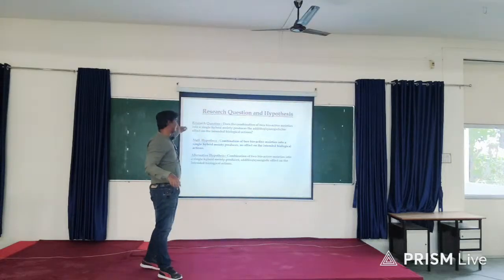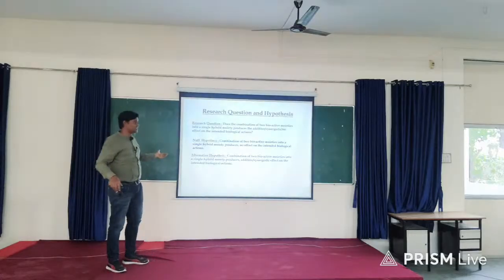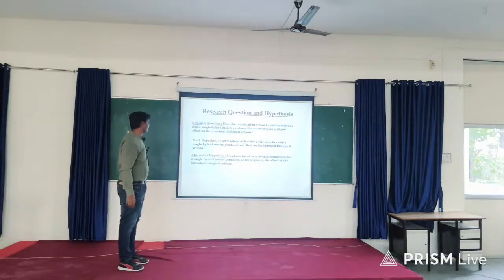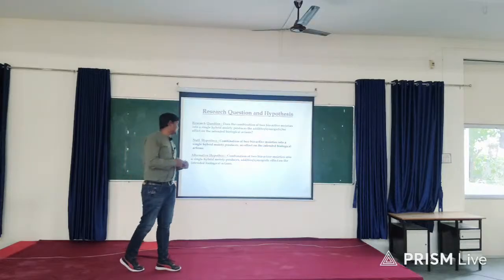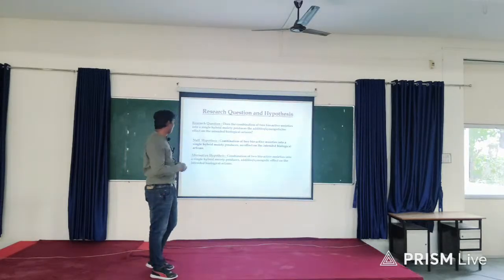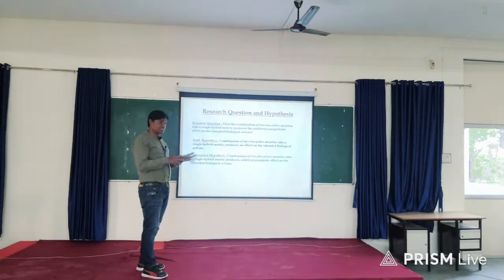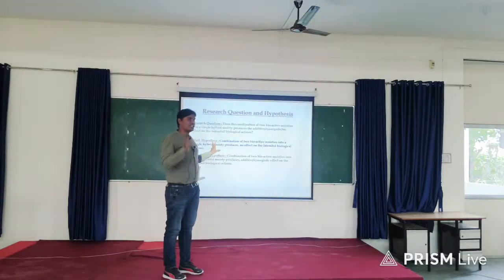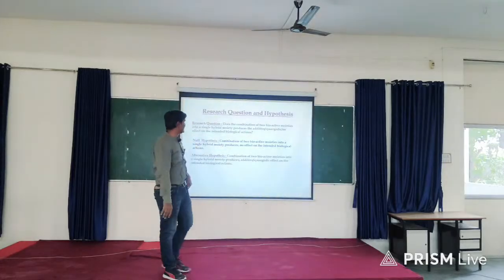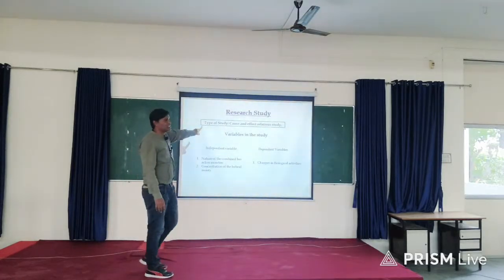Next, coming to the null hypothesis. The null hypothesis is that combining 2 bioactive moieties into a single hybrid moiety produces no effect on the intended biological actions, because it's a null hypothesis. Then the alternate hypothesis is that combining 2 bioactive moieties into a single hybrid moiety produces additive and synergistic effects on the intended biological action. Please include this particular slide in your presentations: research question, null hypothesis and alternate hypothesis.